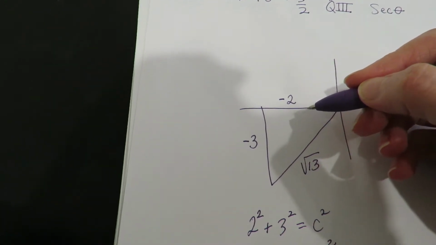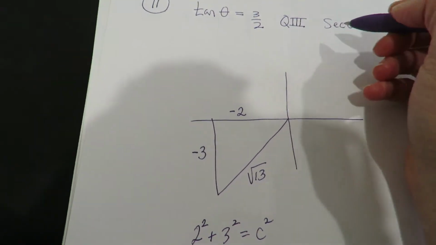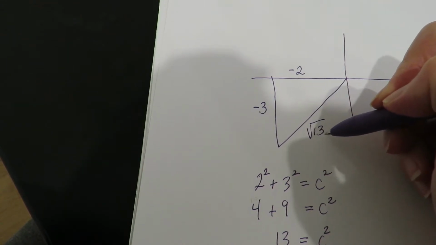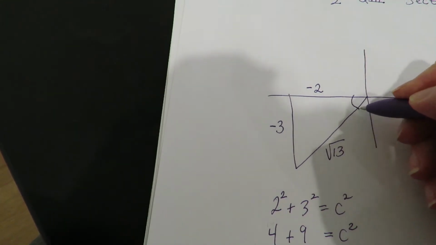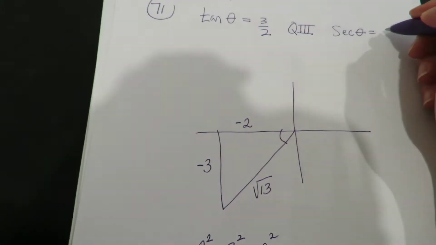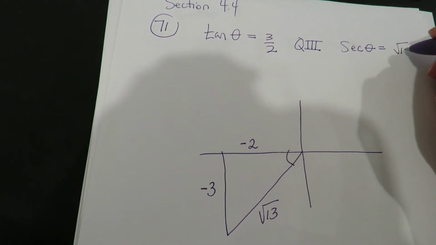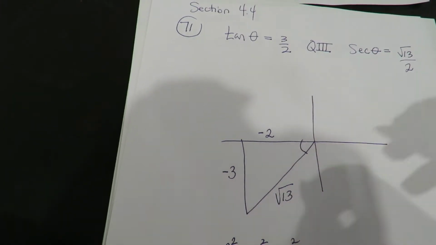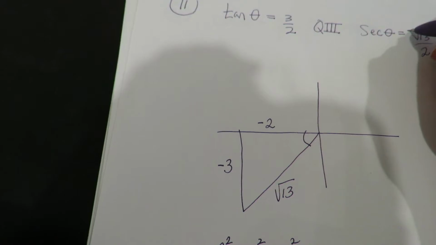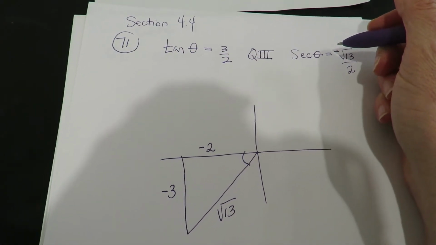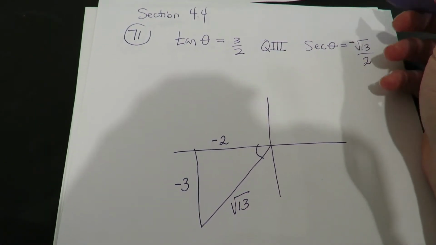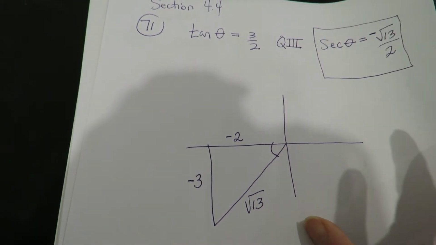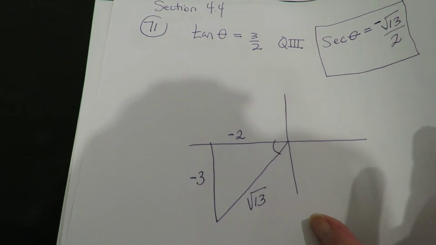Now that I have my triangle established, I know I'm in quadrant 3, I'm now going to answer the question. So the secant is the hypotenuse over the adjacent. So it's radical 13 over 2. And in quadrant 3, that means it's going to be negative because the secant always has the same plus or minus as the cosine. And cosine's like the x. Okay, so that's the answer to that one and how you do it.